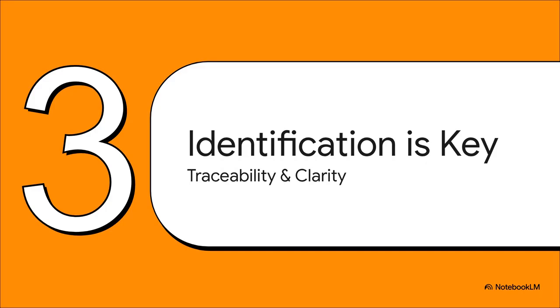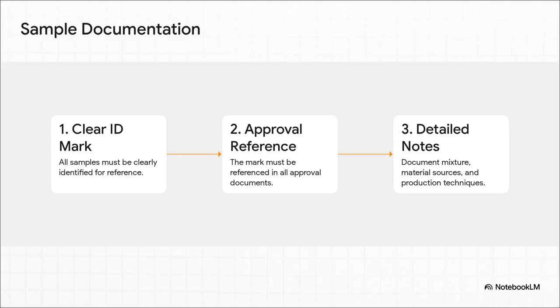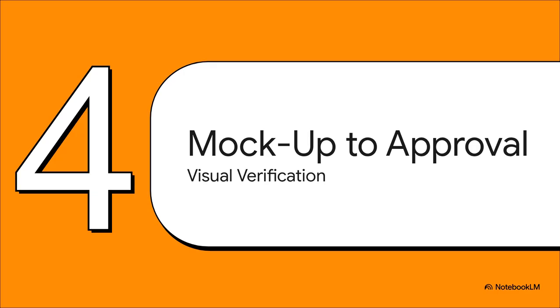Look, you can have the most beautiful, perfect sample in the world, but it's totally useless if you don't know which project it's for, or maybe even more importantly, how you made it. That's why getting the identification right isn't just a good idea, it's completely non-negotiable. To make sure there's zero confusion, every single sample needs three things. First, a clear ID mark, project name, date, all that good stuff. Second, that ID has to be specifically called out in the official approval papers. And third, you need detailed production notes, the mix, the materials, the techniques, so you can actually make it again, consistently.